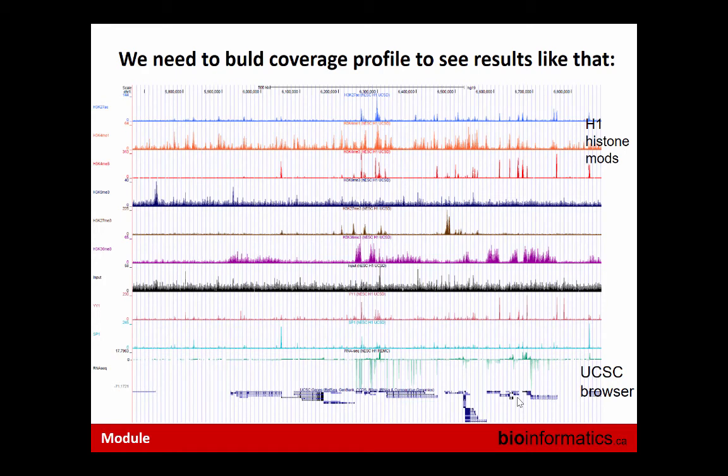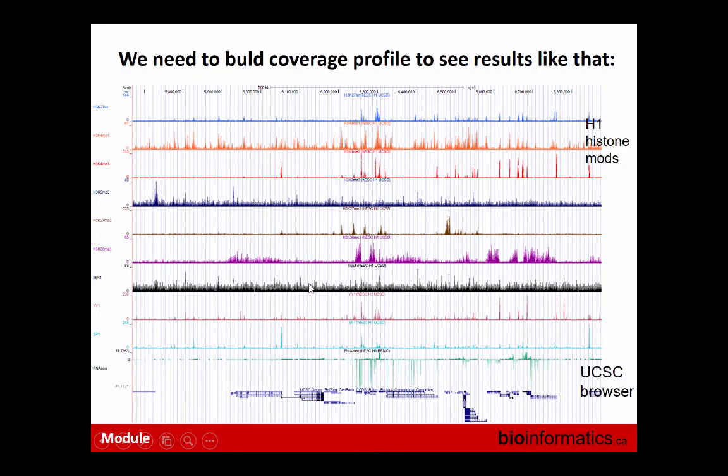Now, you already saw those types of pictures. These are coverage tracks, and that's what we do. This is from the data we are going to work with, and this is H1 histone modifications. The top 6 tracks are the 6 marks we discussed in the morning in Martin's presentation, and the black one is input DNA.